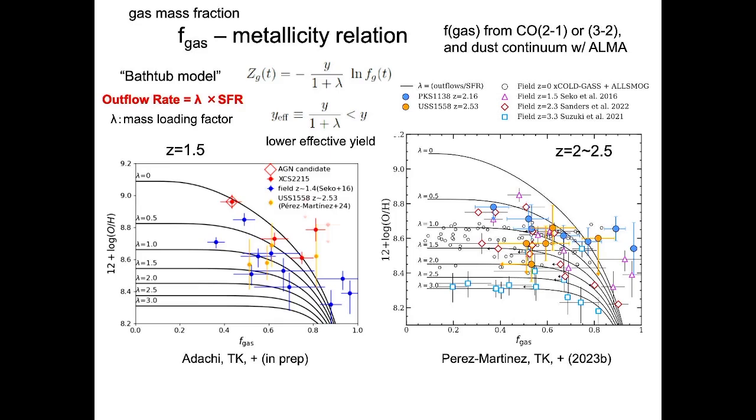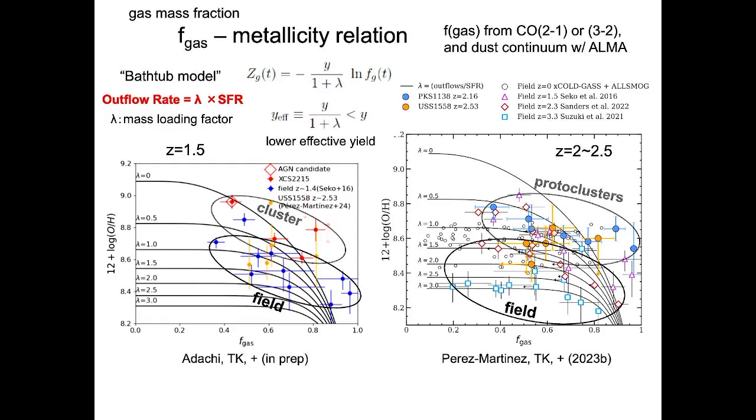So the top curve shows the case where you don't have outflow at all, right? While if you have an outflow, then metallicity goes down for fixed F-gas. That's what we see in the model. And where are the observational data? The left panel shows redshift 1.5, and the right panel shows redshift 2 to 2.5, okay? And the field galaxies seem to suggest a relatively large mass loading factor between 1 and 3.